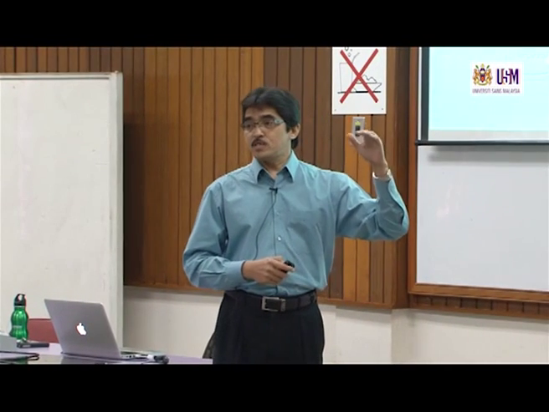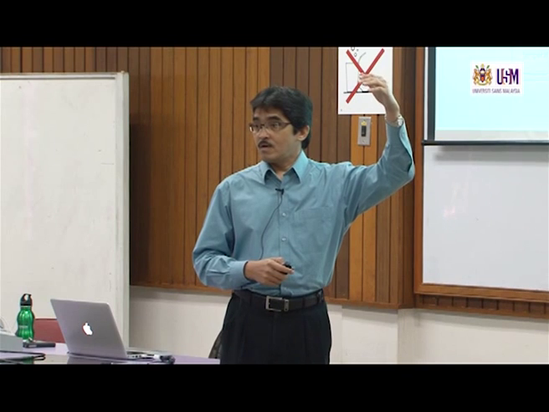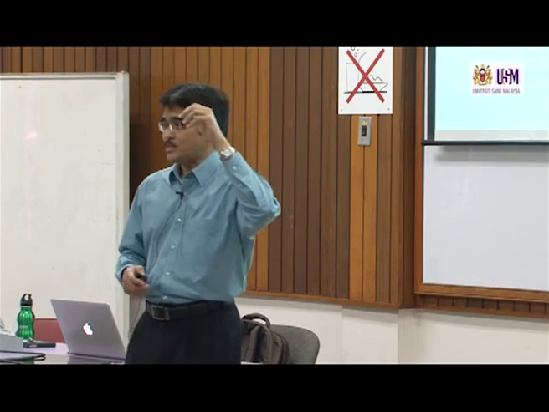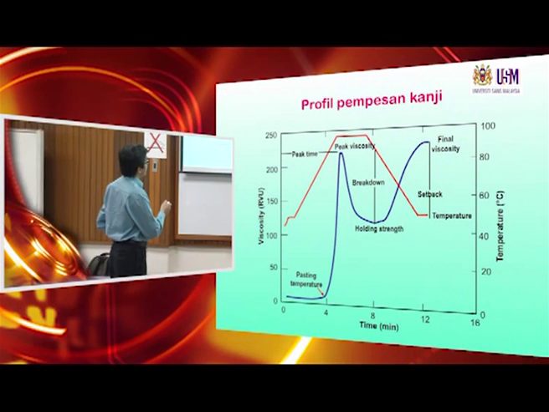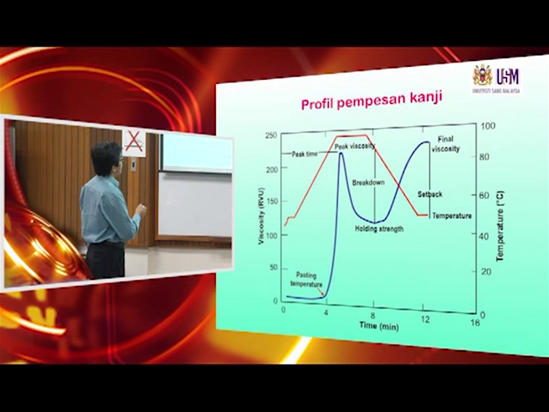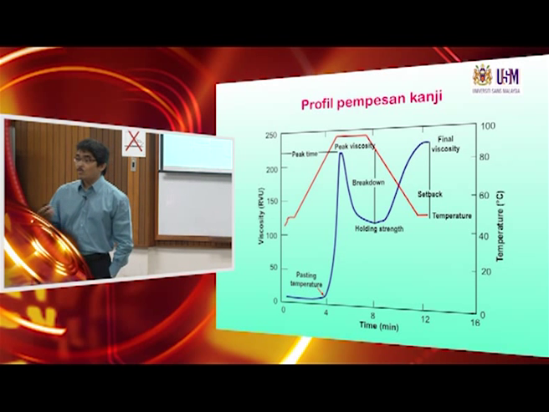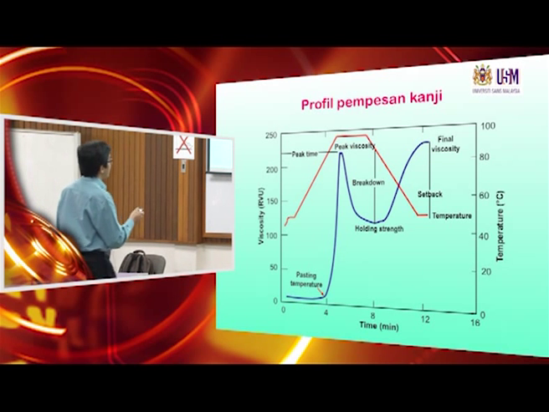Then we ramp up the temperature from, say, room temperature up to usually 95 degrees Celsius. That's enough. You don't have to go to 200 degrees, because most starches would start to gelatinize from 60 degrees onwards, 60 to maybe 80 degrees. So we don't have to go to very high temperatures. 95 may be enough. So the red line is the temperature program. We increase the temperature linearly, maybe around 1.5 or 2 degrees per minute, slowly, linearly. Then when we reach 95, we hold.